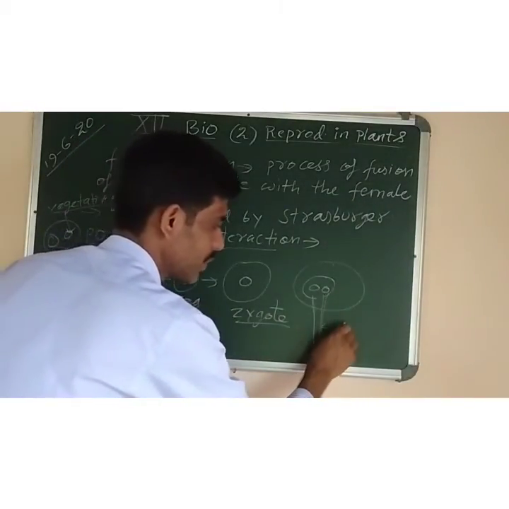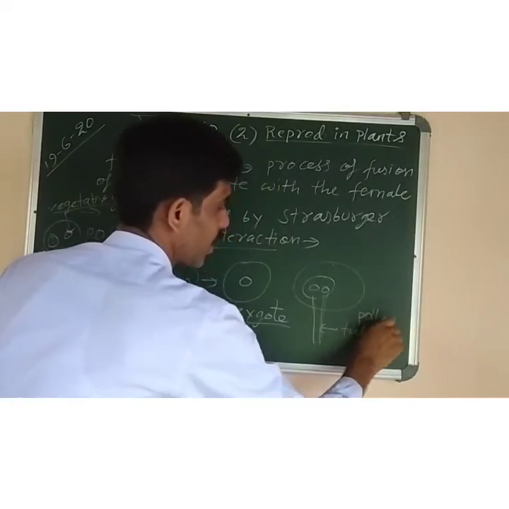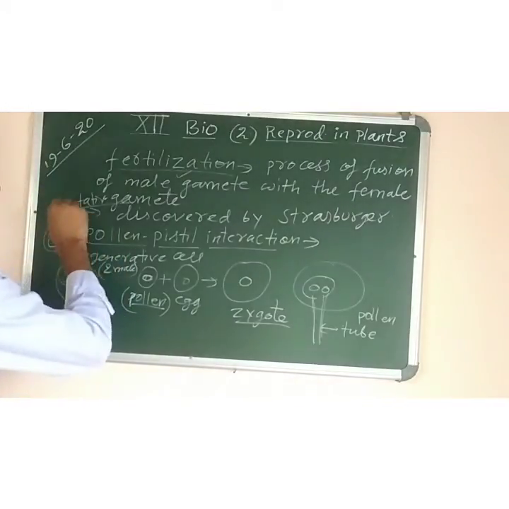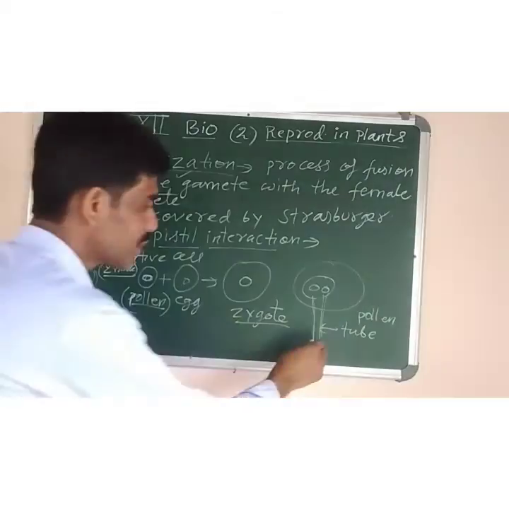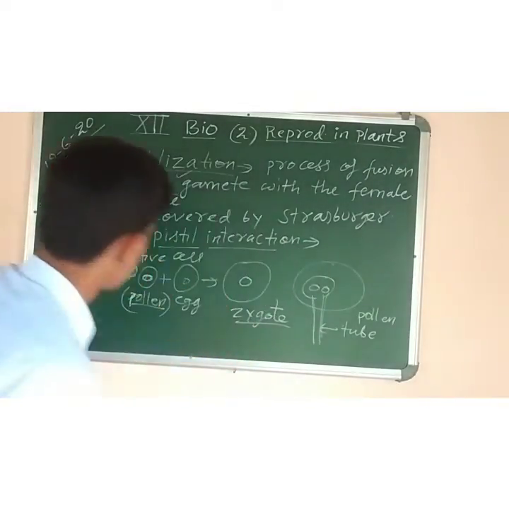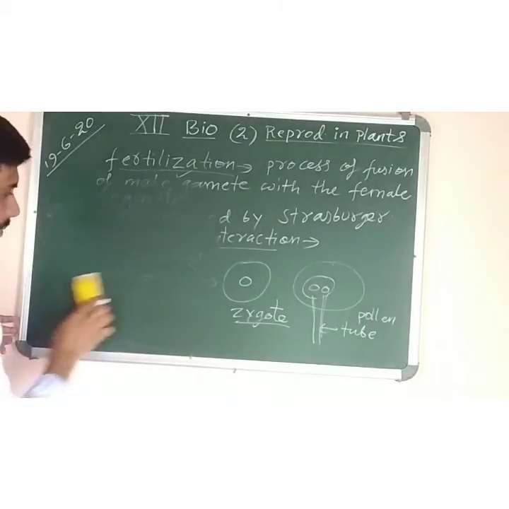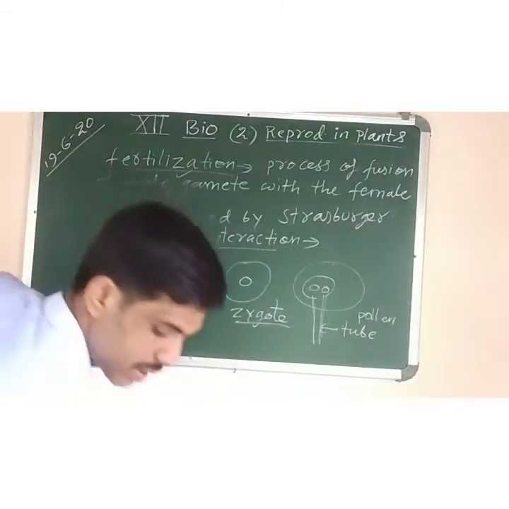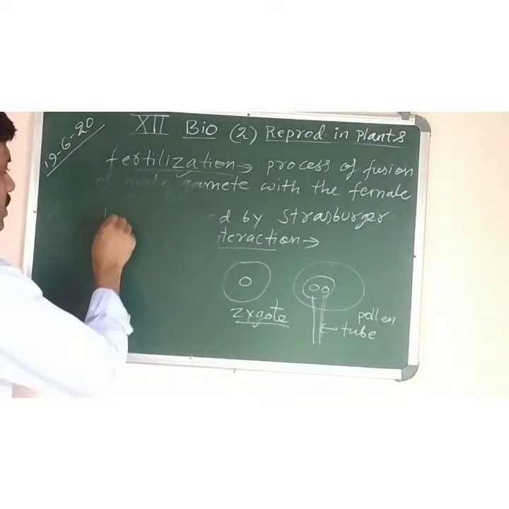This pollen tube is formed. Pollen tube from where? It is produced from the vegetative cell. And what is formed from the generative cell? Two male gametes are formed from the generative cell. Now this pollen tube, I will draw another diagram here so that it will be clear. Okay, now look here. This one is a pollen tube which is formed.